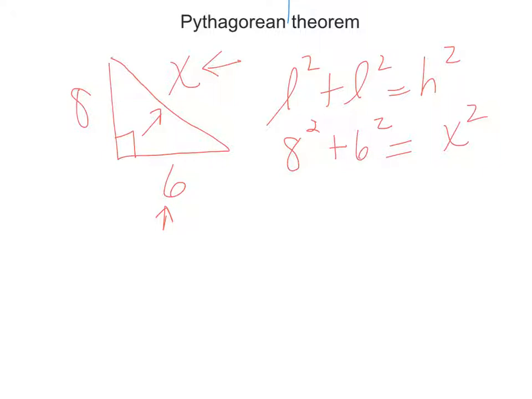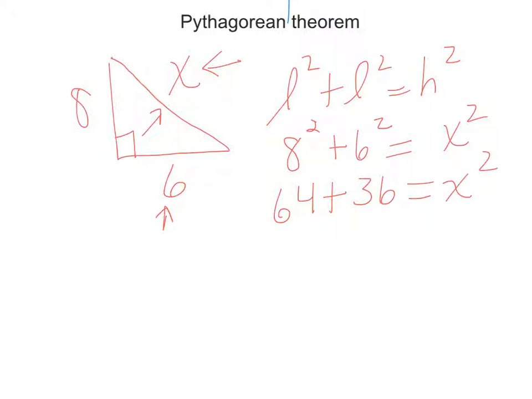It pretty much already is isolated. We're just going to have to get rid of this squared in a few minutes. Order of operations says that we square the 8 before we do any addition. So 8 times 8 is 64. The 6 times 6 gives us 36. And that equals x squared.